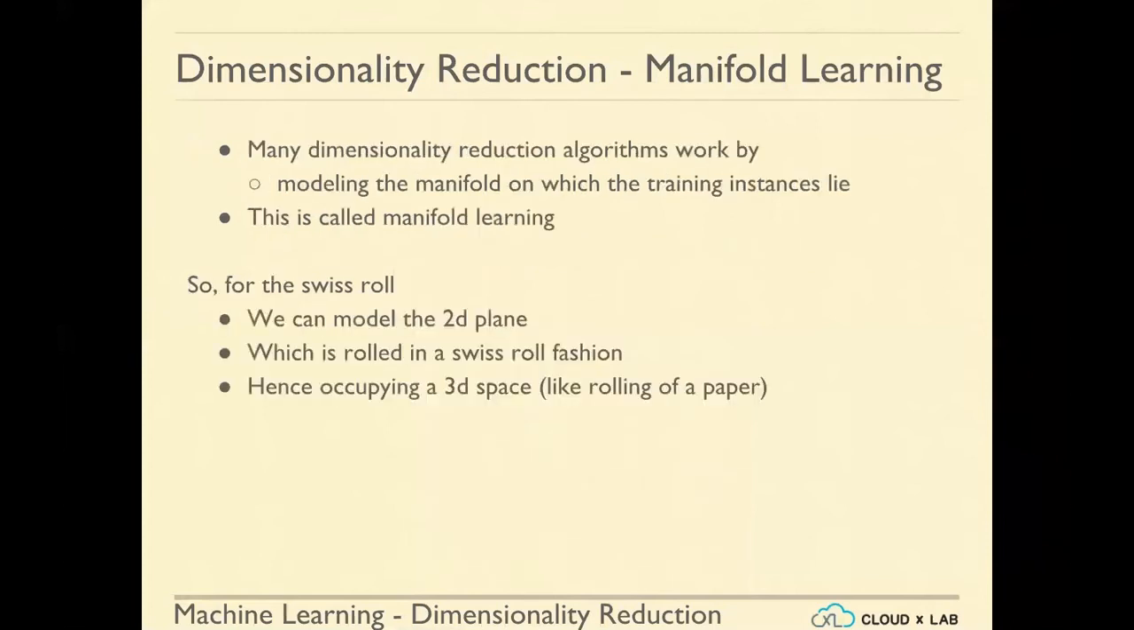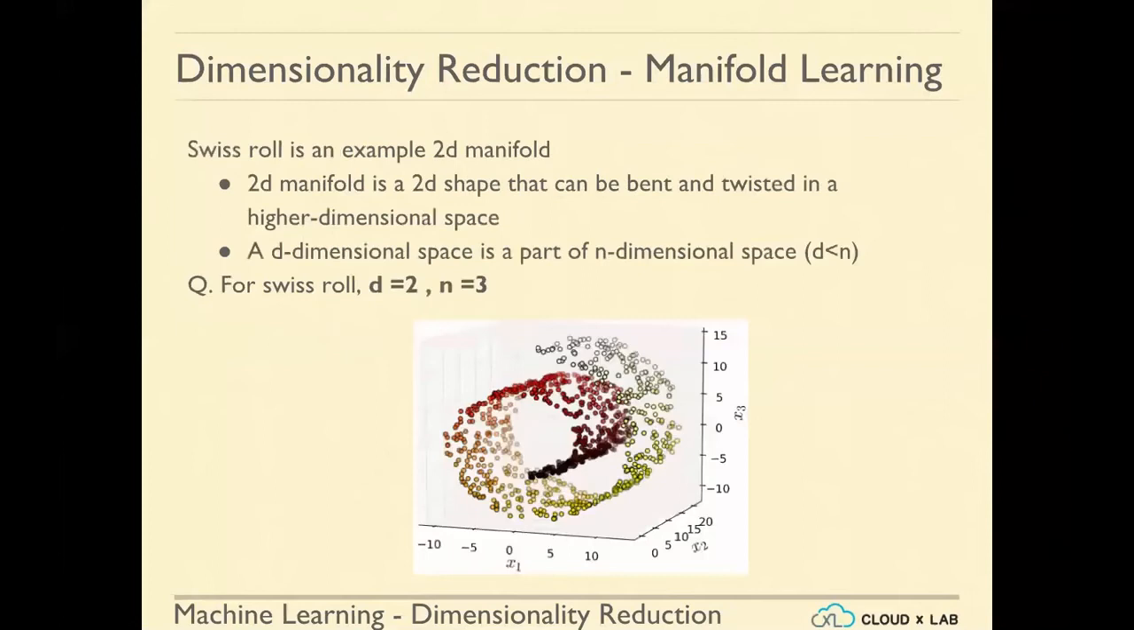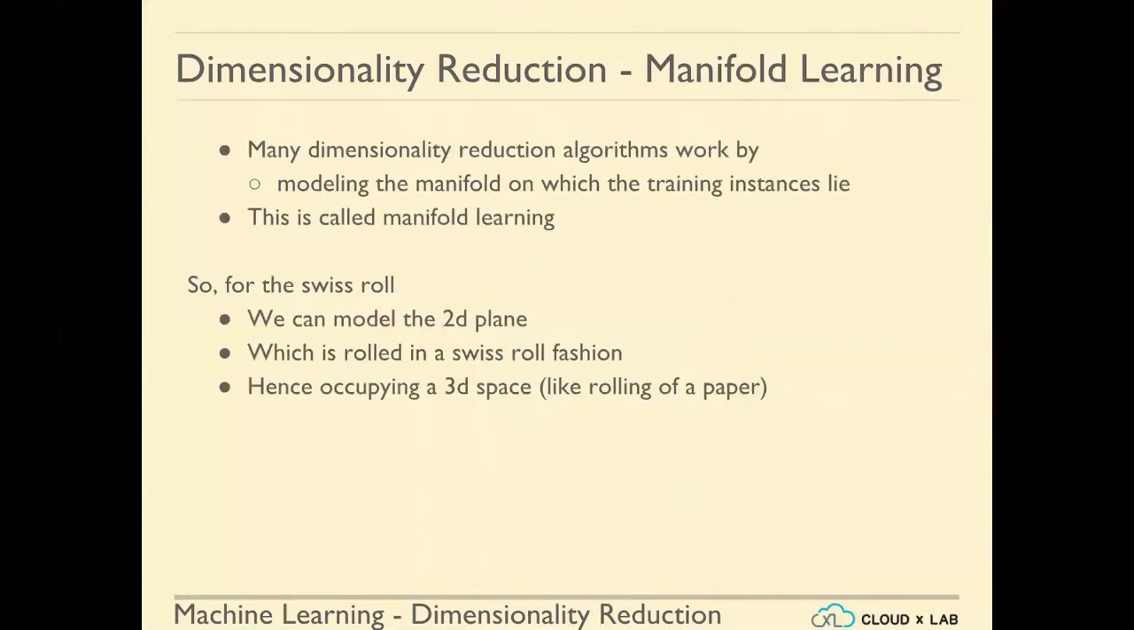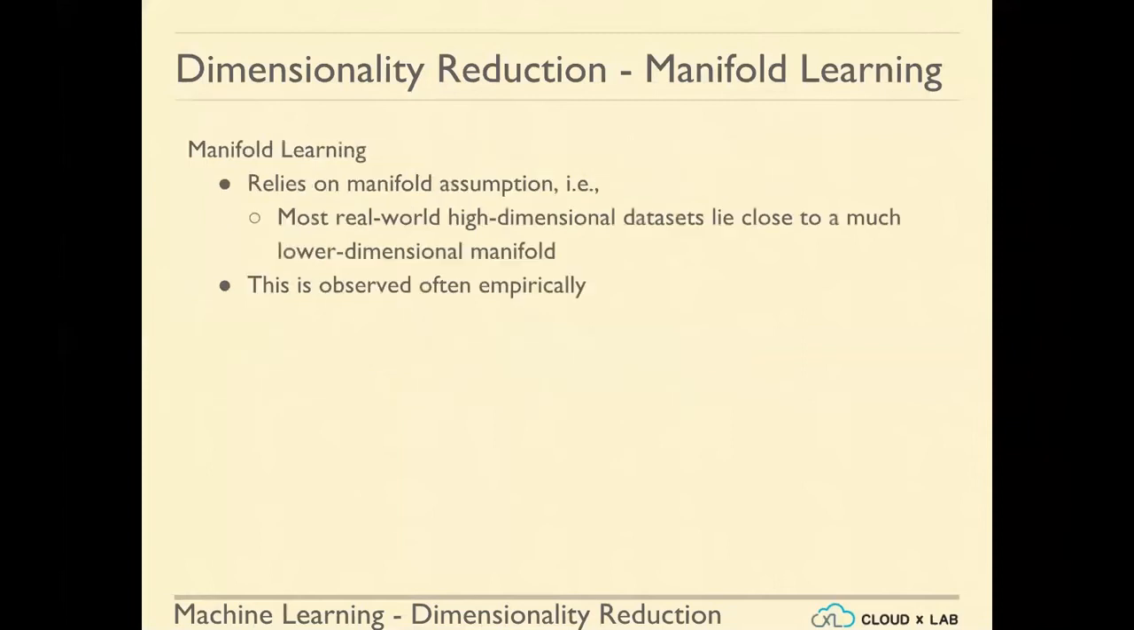So many dimensionality reduction algorithms work by modeling the manifold on which the training sets lie. This is called manifold learning. What we do in manifold learning is take this data set and try to unfold it. We'll learn that particular algorithm also. For this Swiss roll, we can model the 2D plane which is rolled into a Swiss roll, and hence it's occupying a 3D space. Manifold learning relies on the manifold assumption that most real-world high-dimensional datasets lie close to a much lower dimensional manifold.